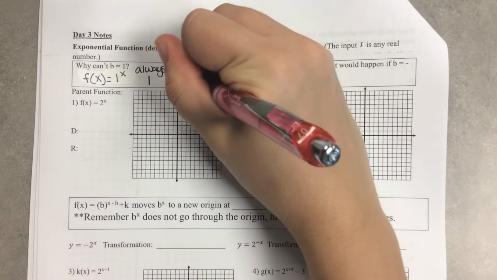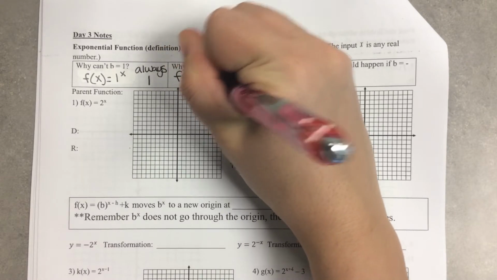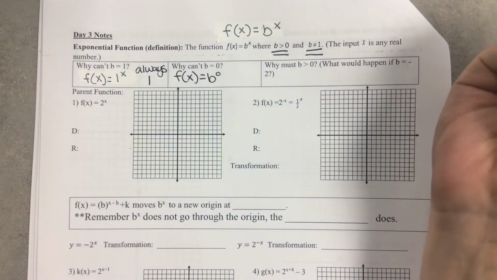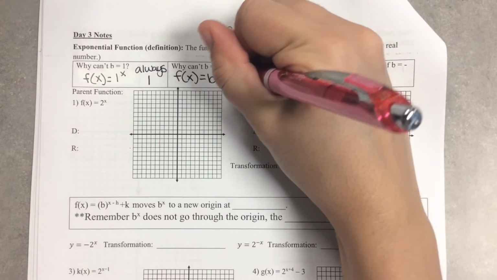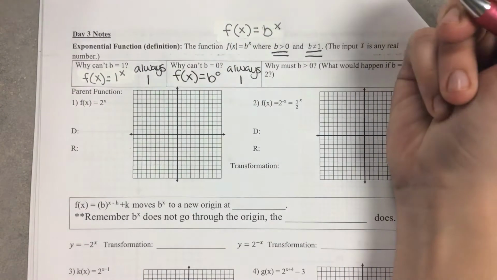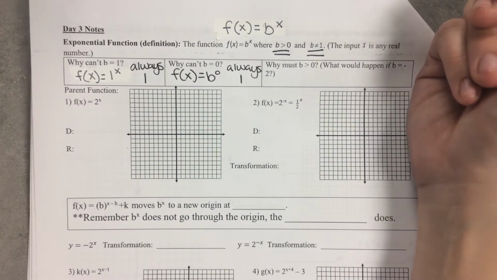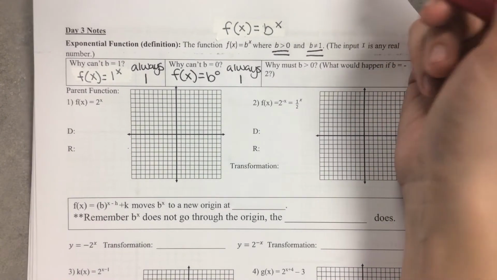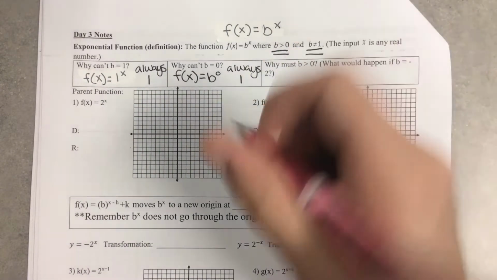Why can't b be 0? Well, what if we take f of x and raise b to the 0 power? What's anything to the 0 power? Again, always 1. So these are why we can't do them, is because if we always have 1, we're going to have a constant function. It's going to be a line at 1, and it's not going to be an exponential function.